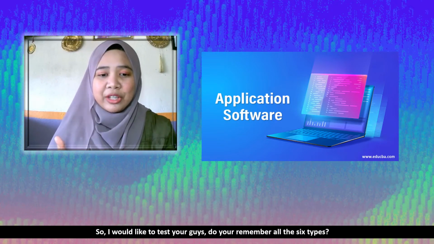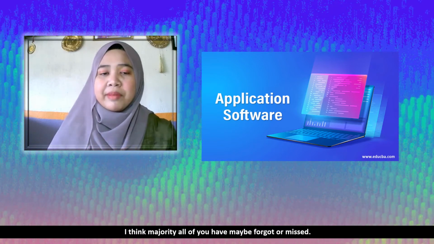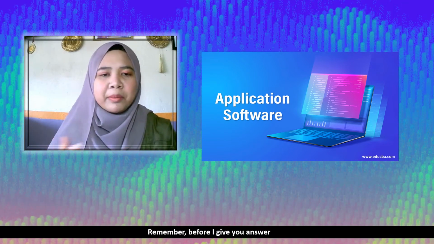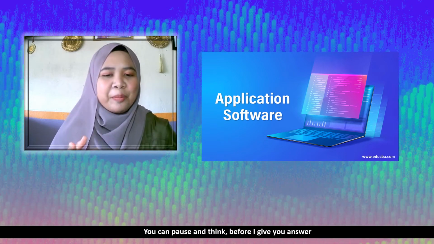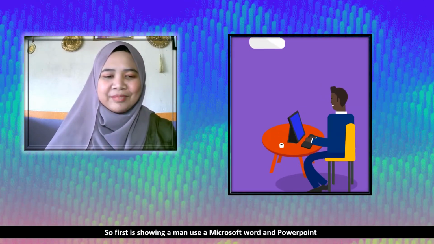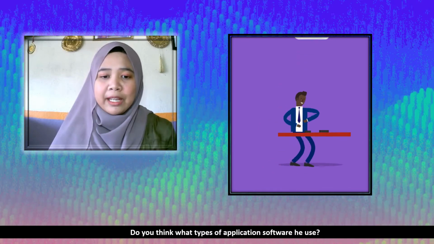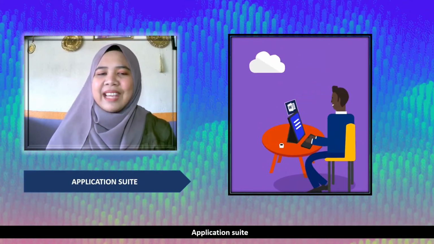So I would like to test you guys. Do you remember all the 6 types? I think the majority of you have maybe forgotten or missed some. Remember, before I give you an answer, you can pause and think. So let's go. First, it is showing a man using Microsoft Word and PowerPoint. What type of application software do you think he used? So the answer is application suite.